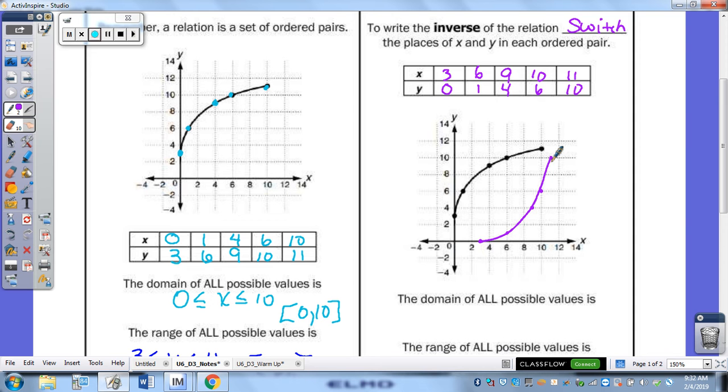So again, the easiest way is to just flip your points, but as I was saying, it is also a reflection in the line y equals x, which would be this diagonal line right here going through the two of them. So as you can see, after you have it drawn on there, if we took our paper and folded it over that line, y equals x, our two graphs would line up. Those are our inverses.